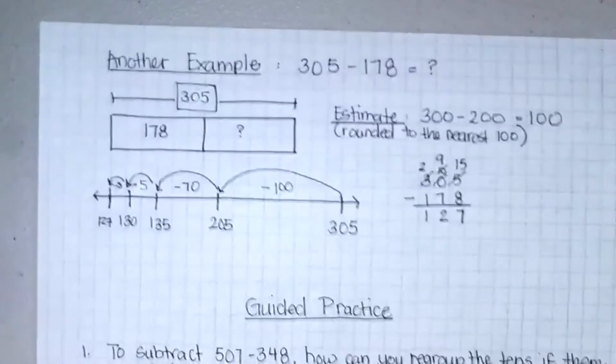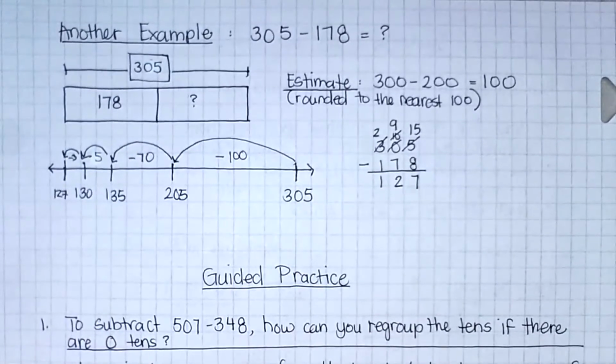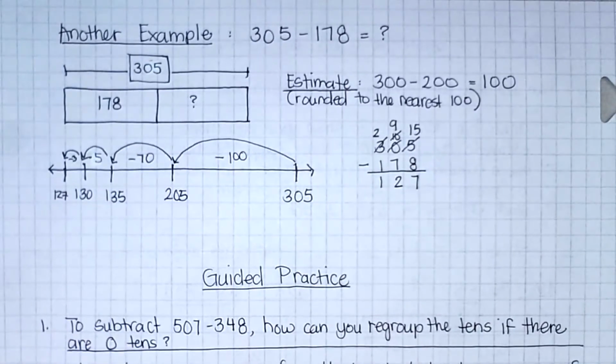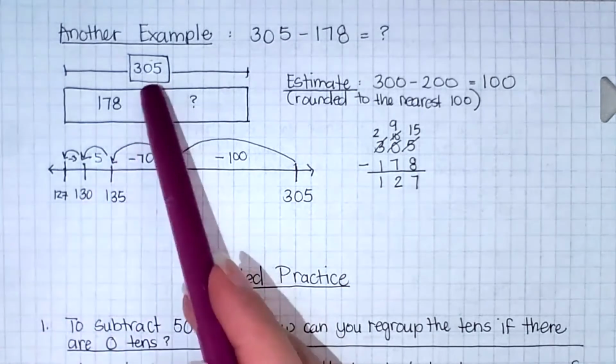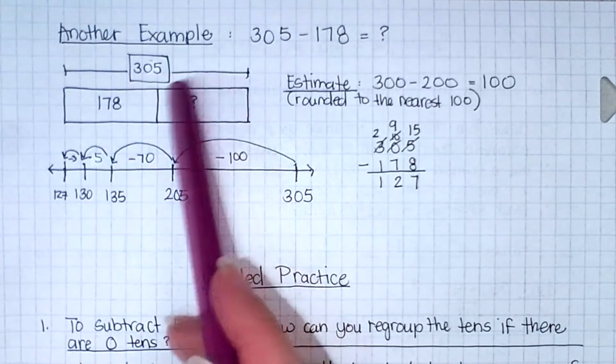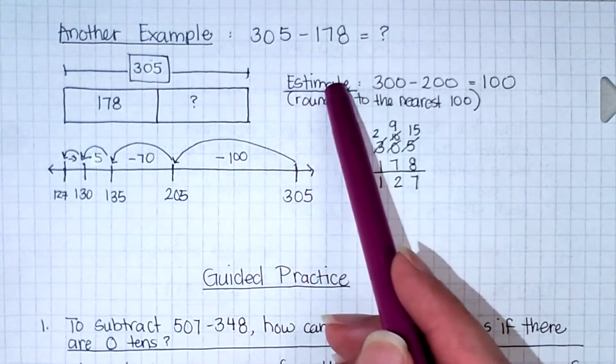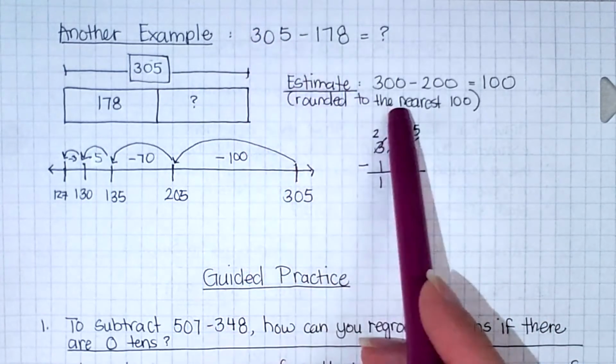All right, let's take a look at one more example and then hop into our guided practice. So here my example question is 305 minus 178. Always when we're working with a subtraction and we draw a bar diagram, our whole number, our big number, is the number that's on top. 178 is one part of it, and I have to figure out what the missing part is. So I made my estimate. I rounded to the nearest 100. 305 became 300.